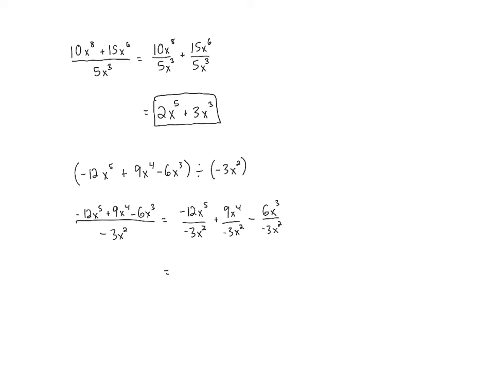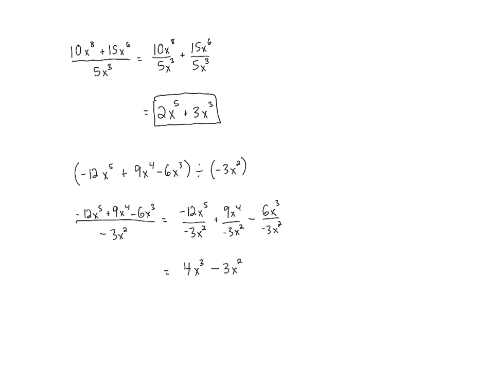Let's look at the first one. First, what happens when we have a negative divided by a negative? It becomes positive. Those negatives cancel. So then 12 divided by 3 is 4, and x to the 5th divided by x squared is x cubed. The next term is going to be negative because we've got a positive divided by a negative. 9 divided by negative 3 gives us negative 3. X to the 4th divided by x squared is x squared.